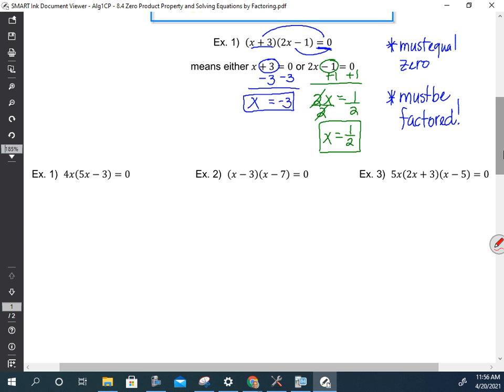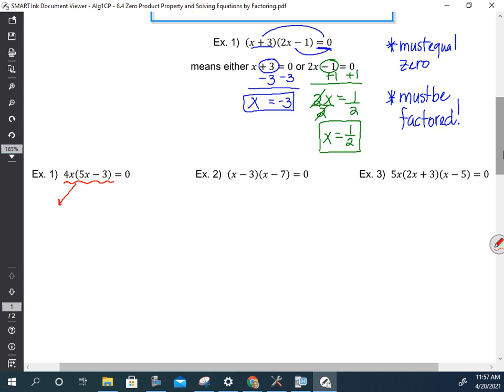So, example 1, you have 4x(5x - 3) = 0. We have to check those two parts sitting up there. Must equal 0. It's equal to 0. Good. Must be factored. This is already factored, so that's good. That means it is already set up for us to break it apart.